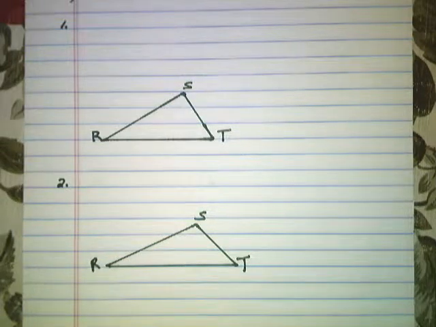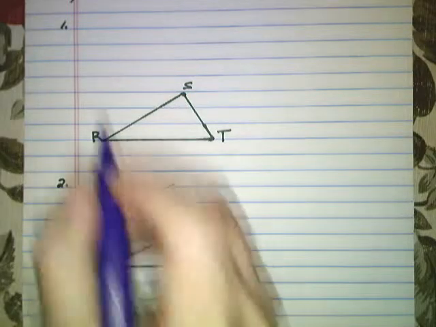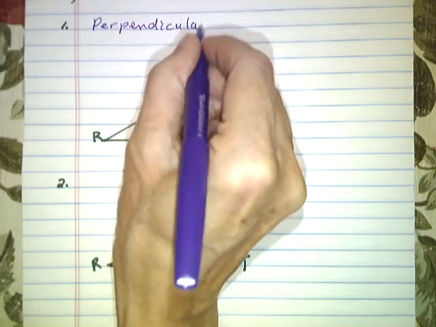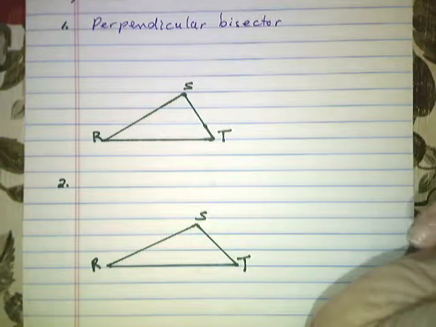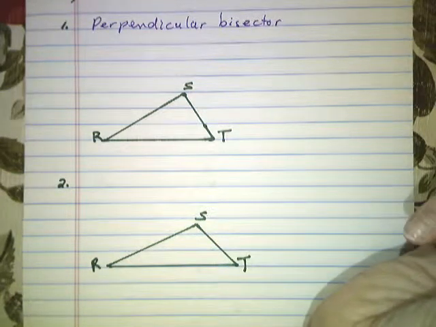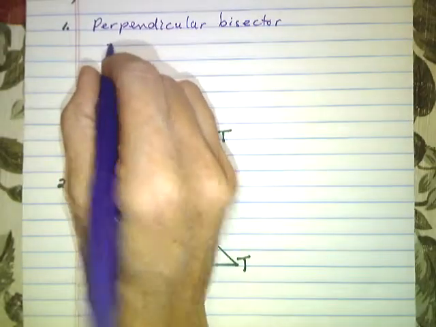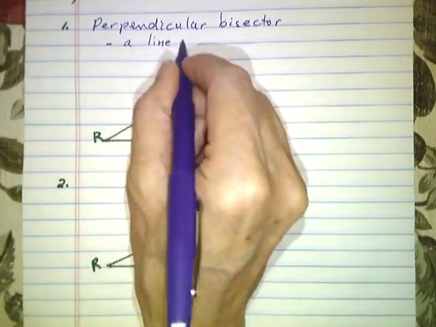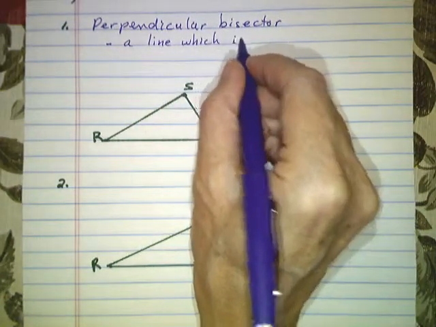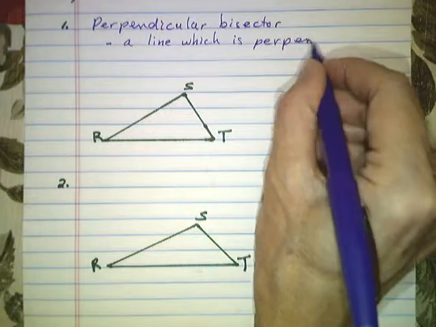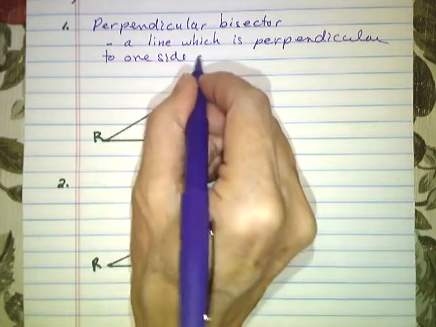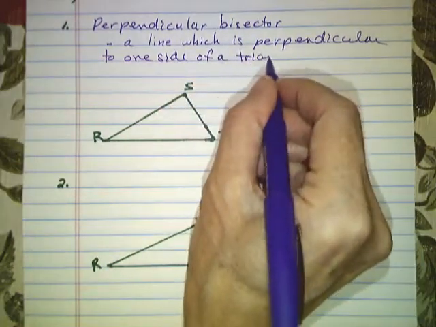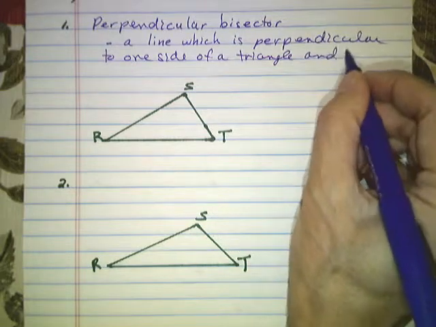As I stated earlier, the first special segment of a triangle is a perpendicular bisector. A perpendicular bisector is formed when you draw a line that bisects one side of a triangle and is also perpendicular to it. So the definition would be a line which is perpendicular to one side of a triangle and also bisects it.